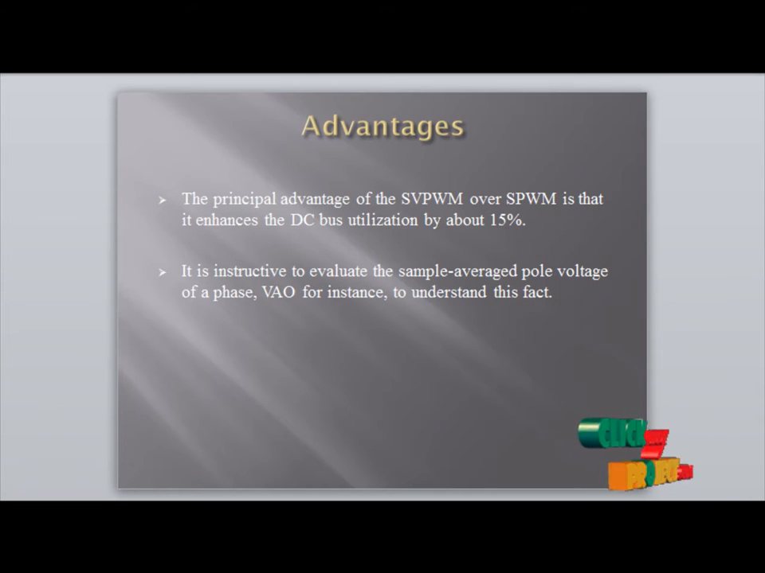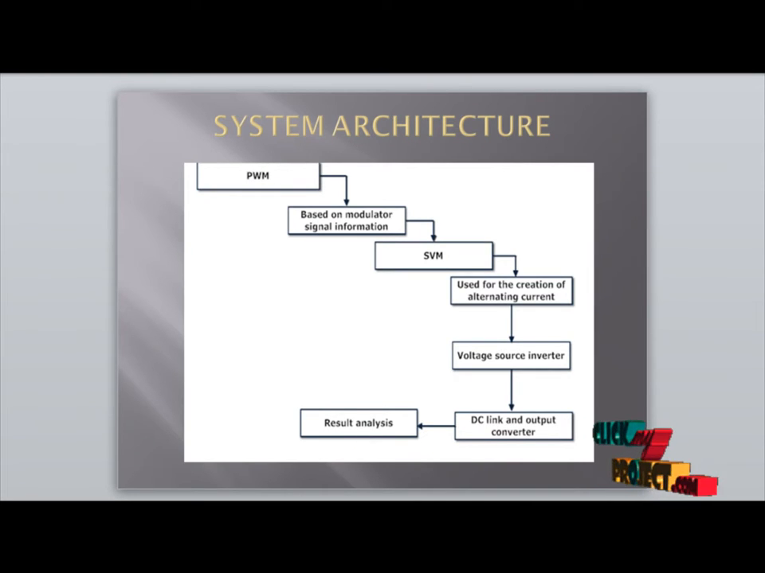Advantages: the principal advantage of SVPWM over SPWM is the enhanced DC bus utilization by about 15%. It is instructive to evaluate the sample average pole voltage of the phase, VAO, and understand it. Basic system architecture: first you have to design the source, which means selecting the simulation model PWM. Based on the modulating signal information it is converted to space vector modulation, used to create the alternating current and voltage source inverter and DC link output converter. Finally you do waveform analysis, signal generation and result analysis.